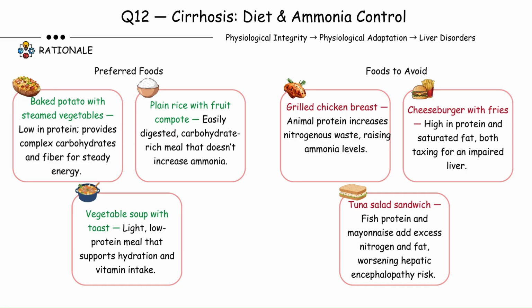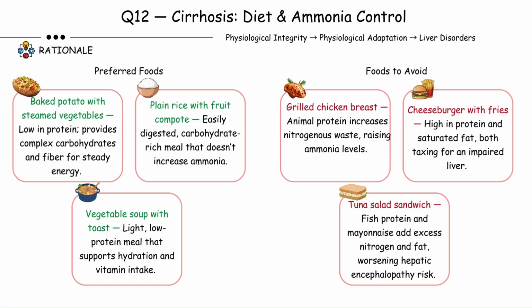A cheeseburger with fries adds a double burden: high protein from the meat and cheese, and high saturated fat. This combination is very taxing on a damaged liver. The tuna salad sandwich also provides significant animal protein and extra fat from mayonnaise. Again, that means more nitrogenous waste for the liver to handle, which can worsen confusion and other signs of hepatic encephalopathy.